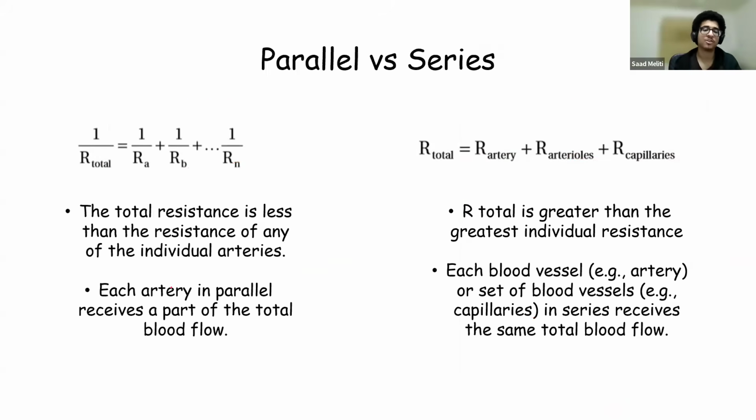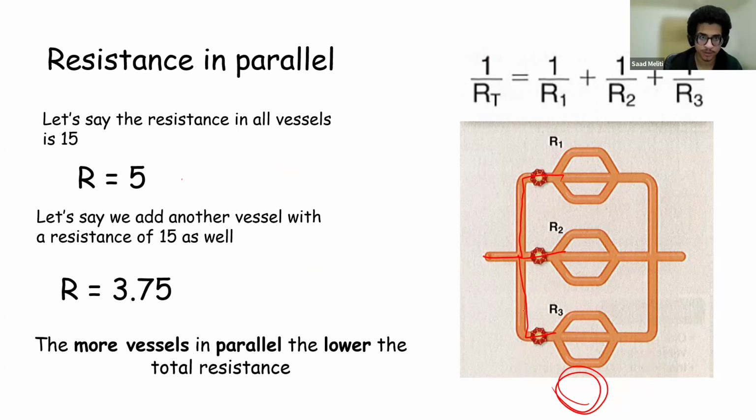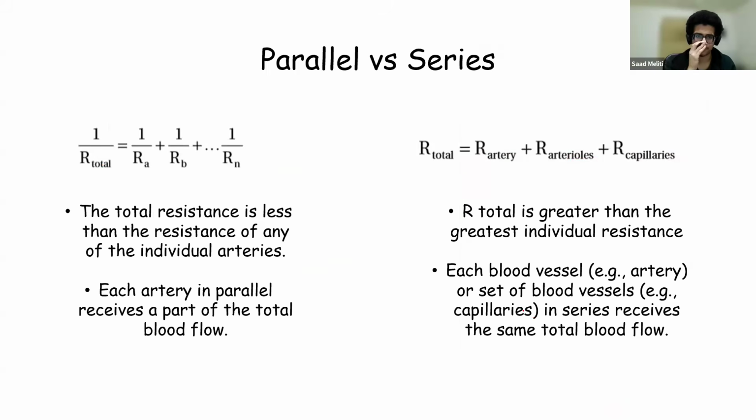And this is series. So in parallel, the total resistance is always going to be less than the resistance of any of the individual arteries. So, for example, if we went back here and we added a blood vessel, but the resistance instead of 15 was 1, we're going to get an answer that's less than 1. Okay? You guys can test that out if you want, but I tried it out. So, the total resistance is always going to be less than the resistance of any individual artery.